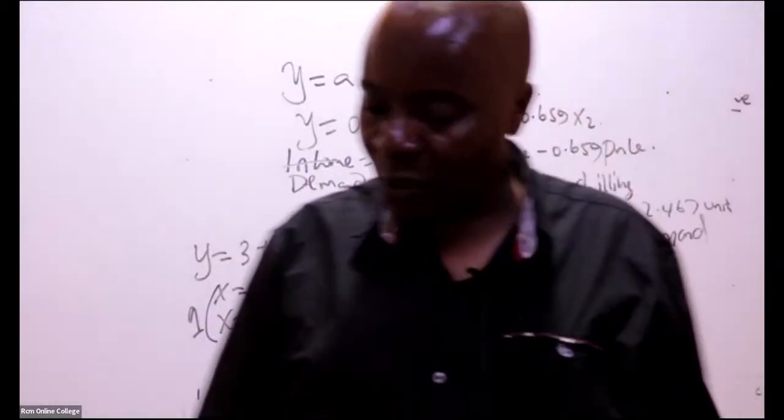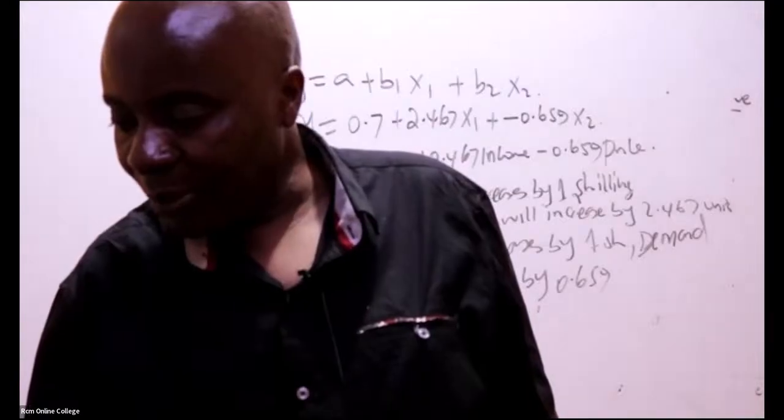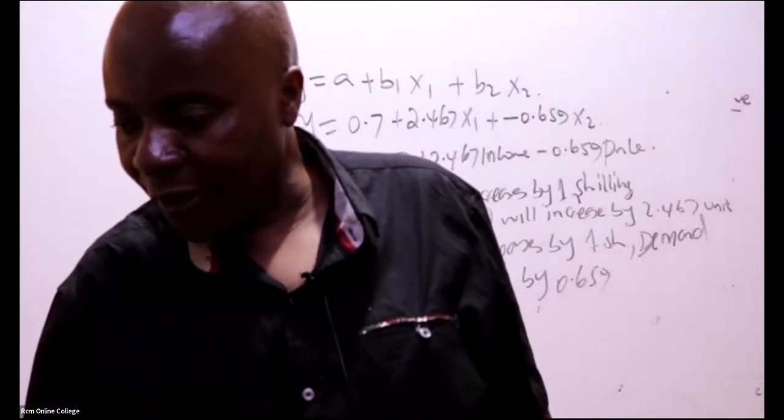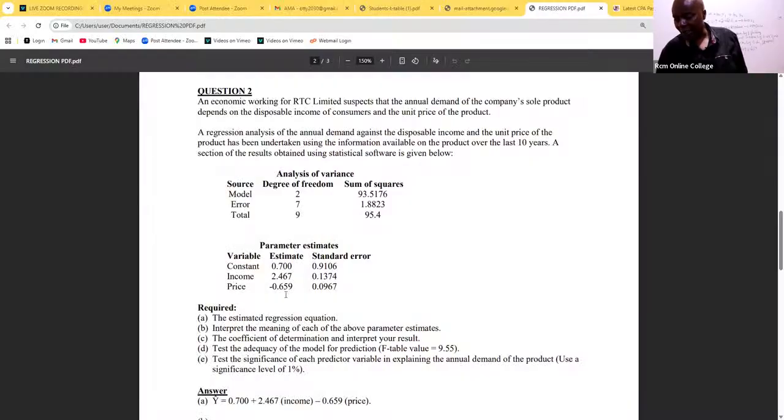Remember, it's all about you knowing how to interpret this generally. They wanted us to interpret the meaning of each of the above parameter estimates, 0.7 like that. So 0.7 is constant demand, demand which is guaranteed. If the income is 0 and the price is 0, the demand will stand at 0.7. What about this 2.467 gradient for income? When the income increases by 1 shilling, the demand goes up.